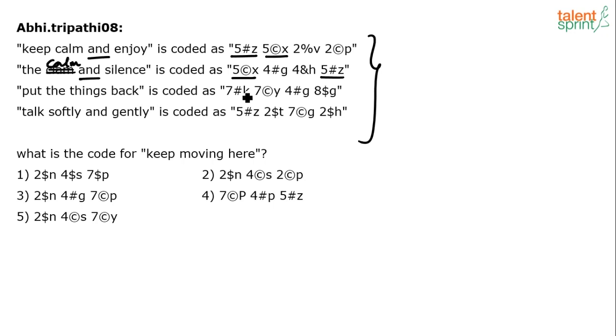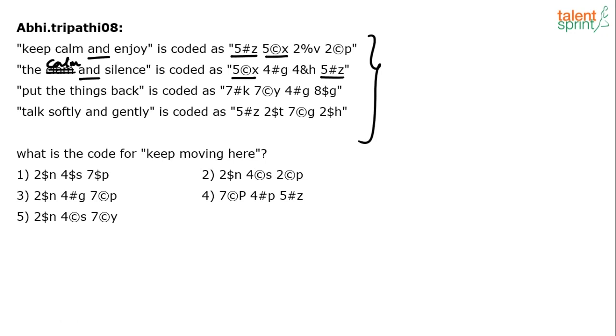And then we have put the things back, talk softly and gently and so on. So what is the code for keep moving here? I think you can either work on finding out the logic. What is the logic in getting the number? What is the logic in getting the symbol? What is the logic in getting the letter? And then find out the answer for keep moving, and find out which option satisfies. That's one way of doing it.